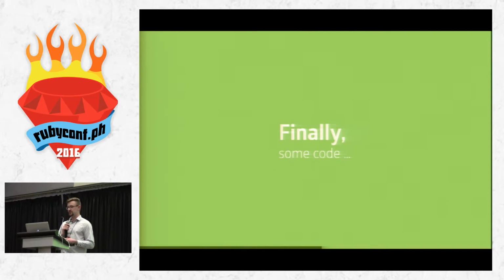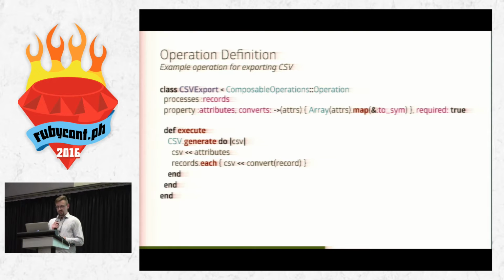These features we best explore by means of code. On this slide, I have a CSV export class. The class inherits from Composable Operations operation. We first state that we process a number of records. We additionally have a property, and I will explain both concepts in a moment, that takes a list of attributes we actually want to export.